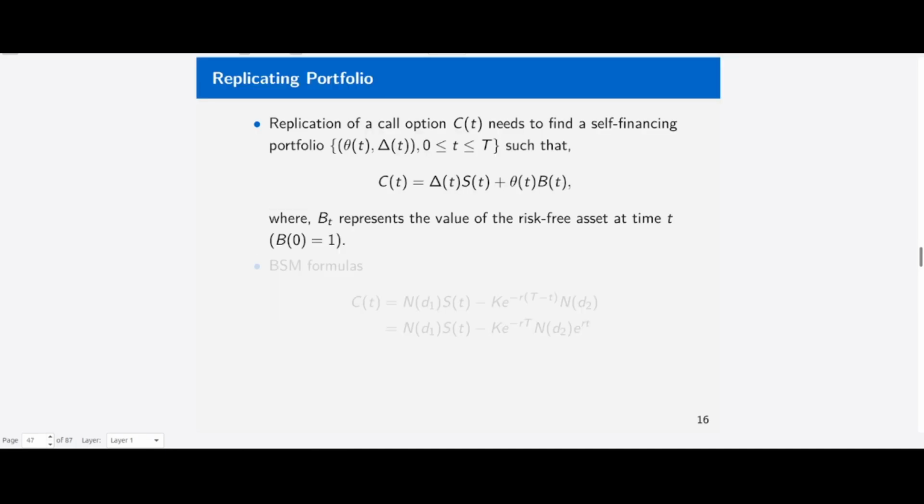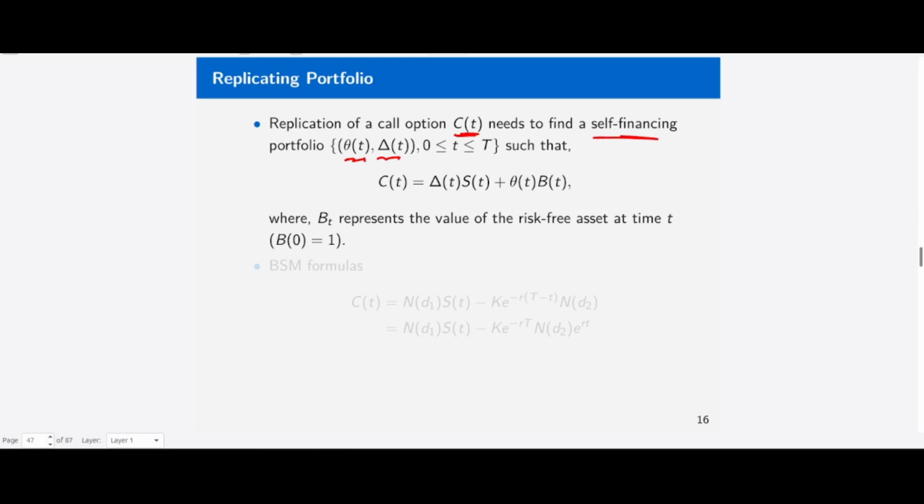So to rebalance, we use a replicating portfolio. Replication of a portfolio of the call option C of T needs to find a self-financing portfolio. This is a portfolio, that means theta comma delta, which is a pair. This is between 0 and maturity.